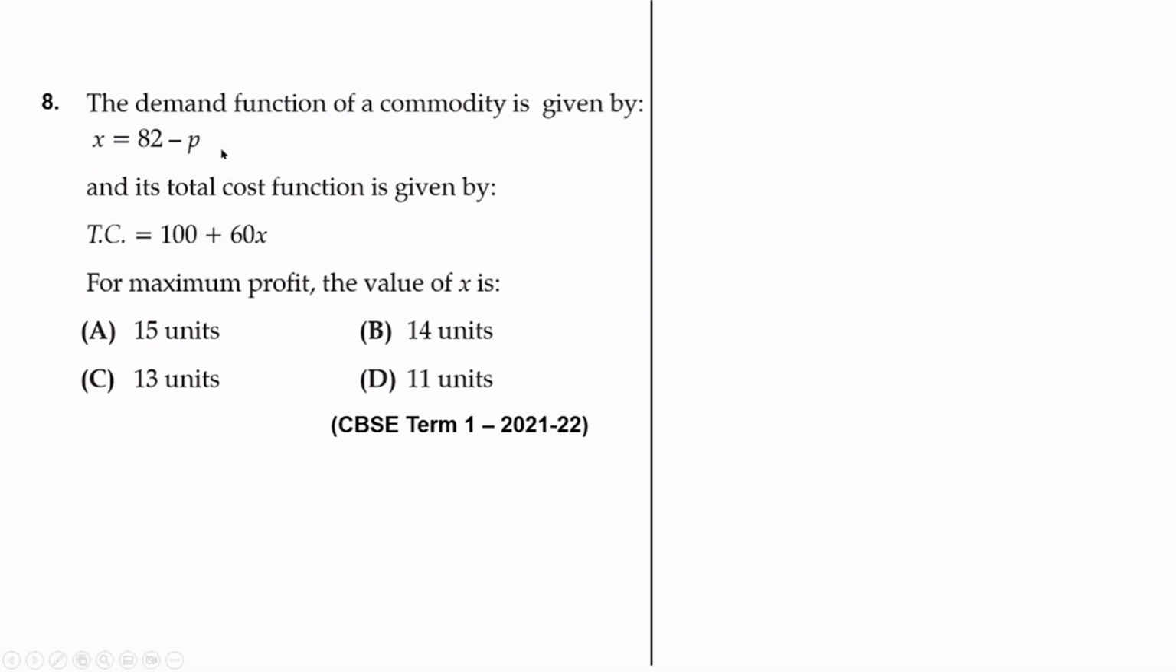Next question, the demand function of a commodity is given by x is equal to 82 minus p, and its total cost function is given by total cost equal to 100 plus 60x. For maximum profit, the value of x is. Now since last year we had this exam as MCQ, this question was given in MCQ, otherwise a question of this type will carry 5 marks.